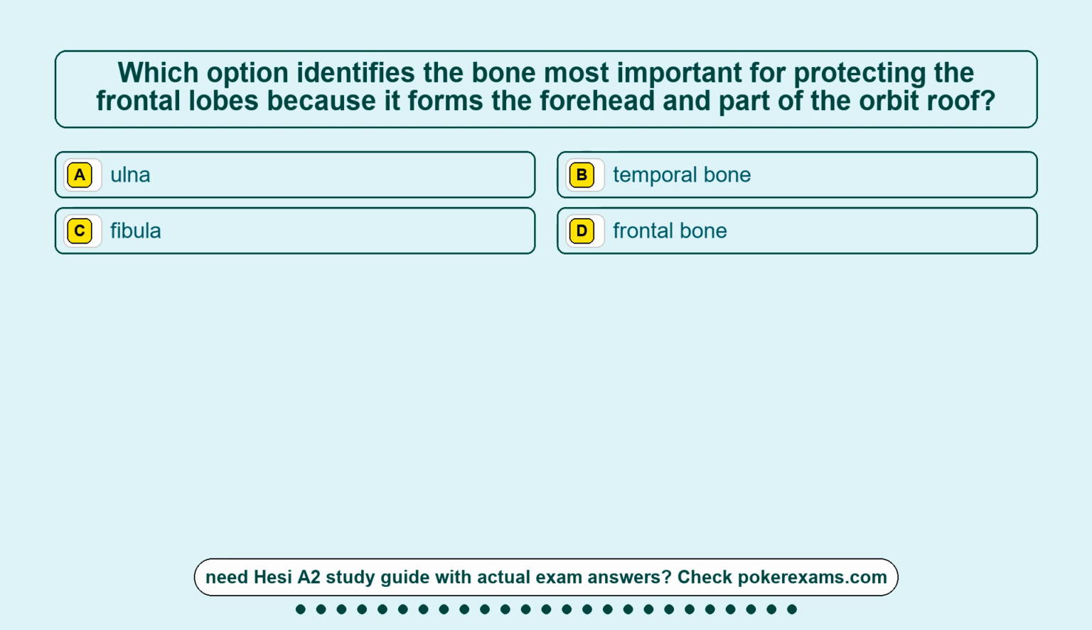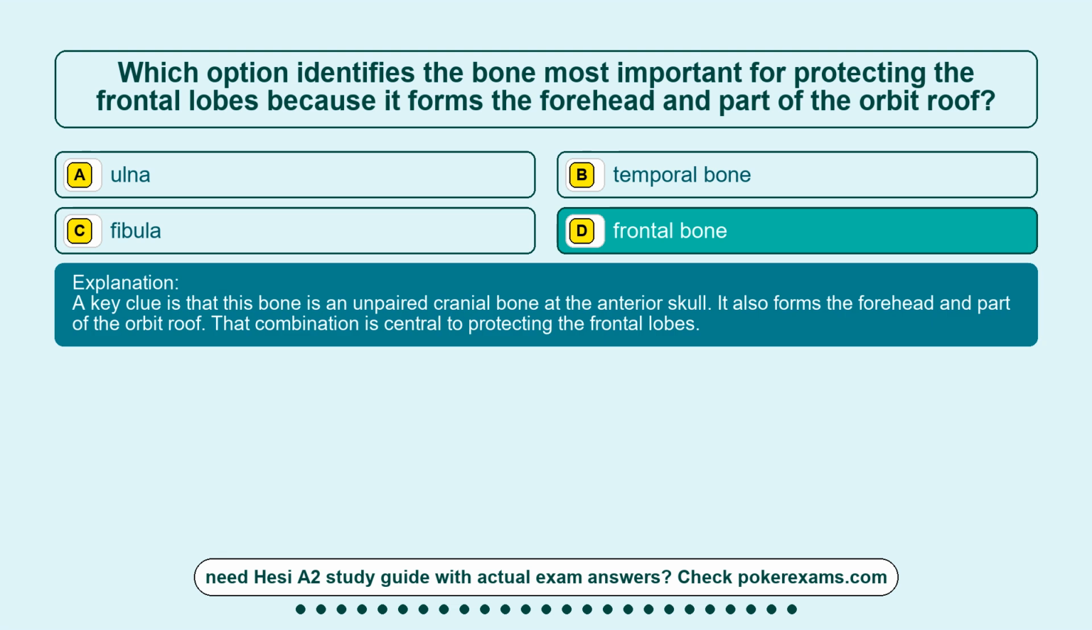Option A, ulna. Option B, temporal bone. Option C, fibula. Option D, frontal bone. The correct answer is option D, frontal bone. A key clue is that this bone is an unpaired cranial bone at the anterior skull.